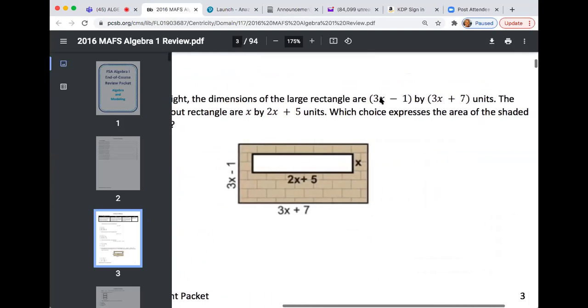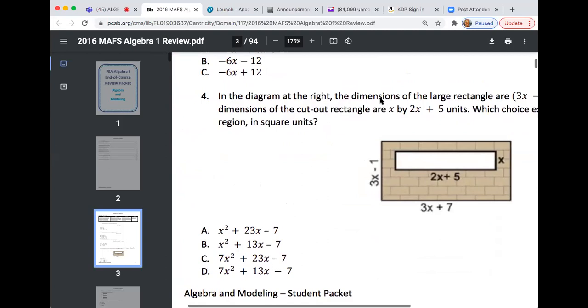Which expresses the area of the shaded region, guys, okay? So let's talk about this one. You've got this rectangle here with another rectangle inside of it. So the question is to find the area of the shaded region. Basically you have a large rectangle, that's your large rectangle right here, and then you're going to subtract, take out the small rectangle. So essentially, if you wanted to summarize this, you could say, I'm going to take the area of the large rectangle and take away the area of the small rectangle. Let's see if you guys can do this one.